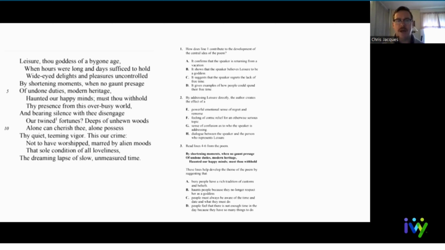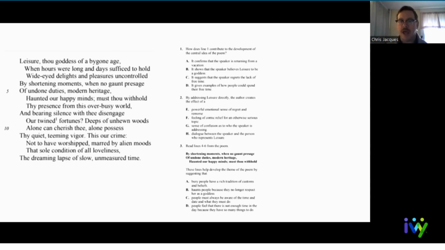Leisure, thou goddess of a bygone age, when hours were long and days sufficed to hold wide-eyed delights and pleasures uncontrolled by shortening moments, when no gaunt presage of undone duties, modern heritage, haunted our happy minds, must thou withhold thy presence from this over-busy world, and bearing silence with thee disengage our twined fortunes? Deeps of unhewn woods alone can cherish thee, alone possess thy quiet teeming vigor. This is our crime, not to have worshipped, marred by alien moods, that sole condition of all loveliness, the dreaming lapse of slow, unmeasured time.